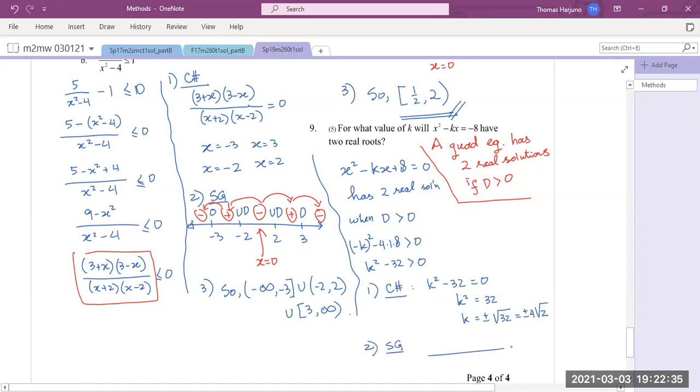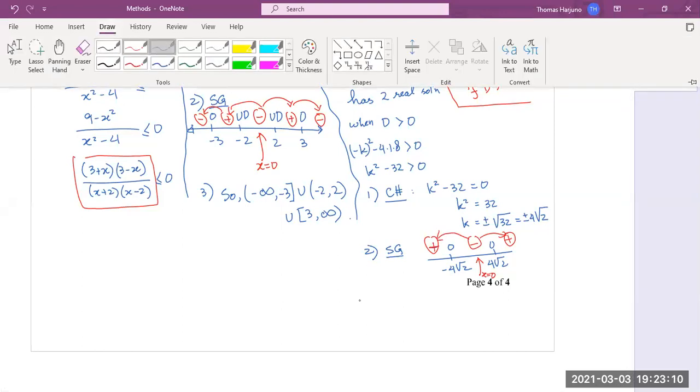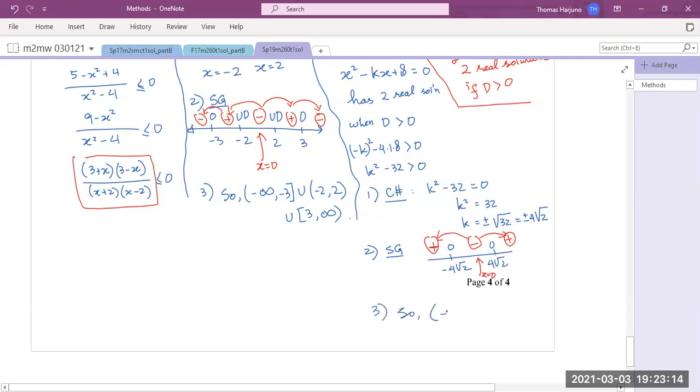Sign graph. Negative 4 radical 2 and 4 radical 2, both of them will make it 0. You do the testing point, and you will see that when x equals 0, the sign is negative. Each of them is a critical number with odd multiplicity. Now you look back and say, I need the positive part. So the solution will be from negative infinity to negative 4 radical 2, not including 0, union 4 radical 2 to infinity.